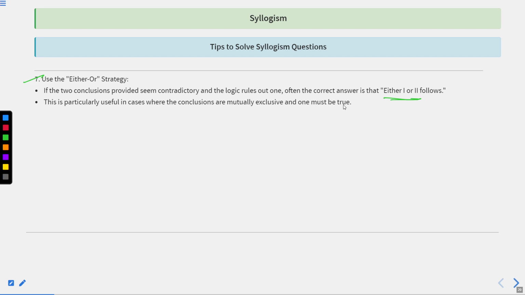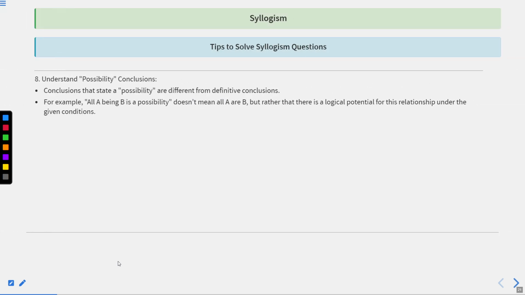But if the other statement is not true, then we cannot take that particular statement into consideration along with the statement which has already been proved to be correct. So with contradictory statements, only one statement will be taken into consideration, and obviously you can blindly mark the answer as either one or two follows.